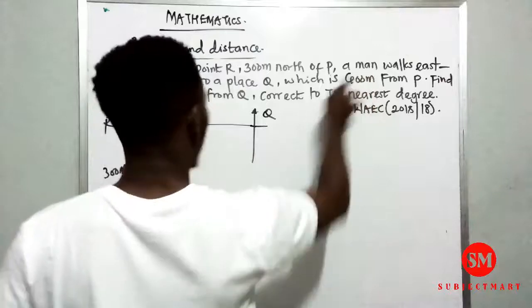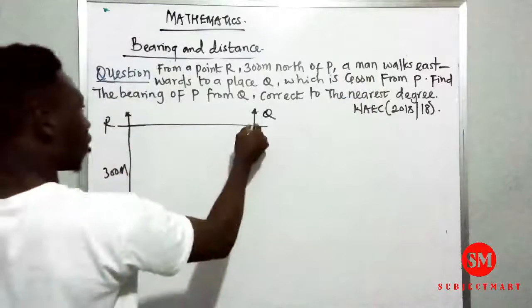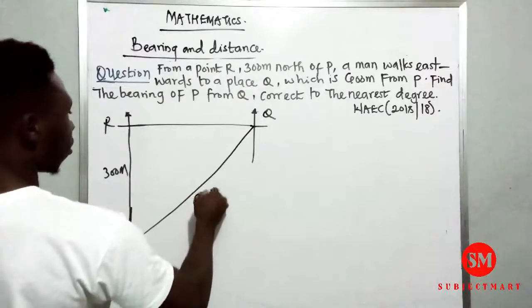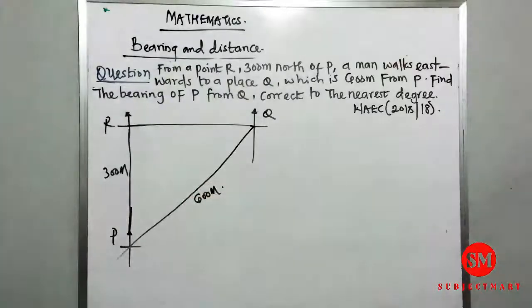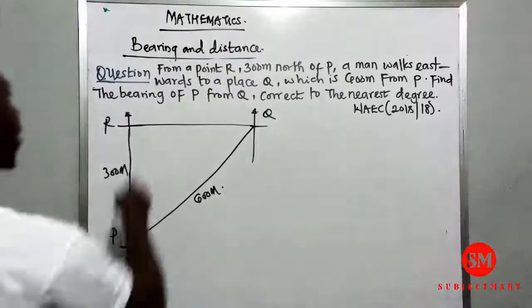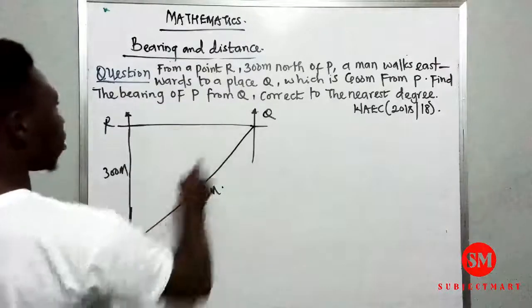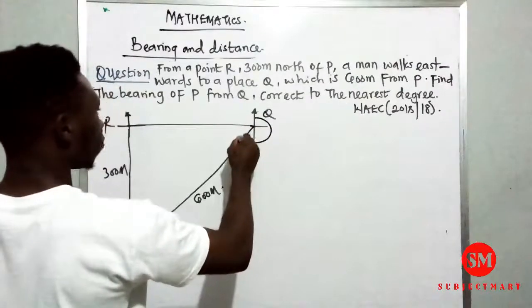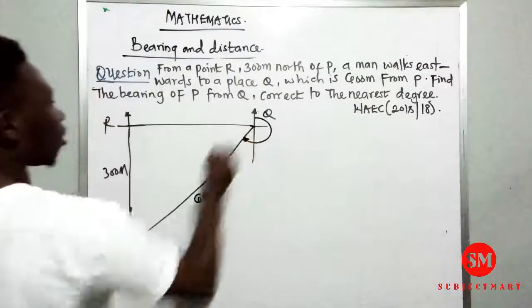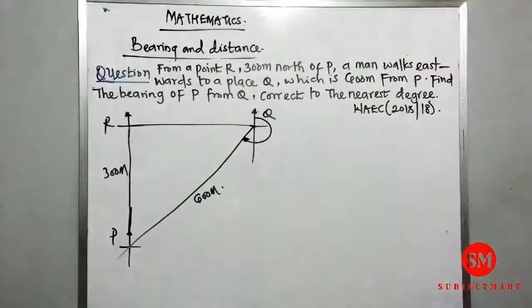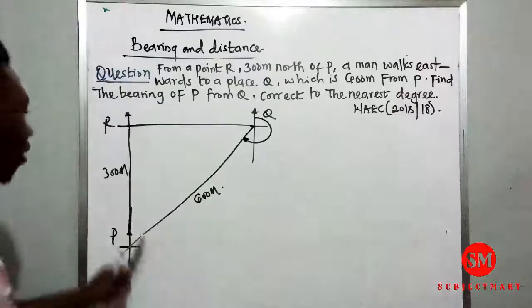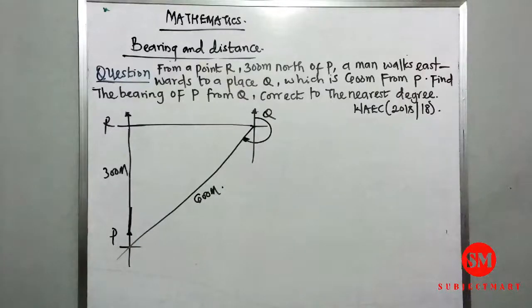600 meters far from P. This is our P. The Q has a distance of 600 meters from P. So, what is the bearing of P from Q? What is the bearing of P from Q, which is this. Now this is easy, but before that we have to know this internal angle. So before we know the internal angle, we have to solve for this.